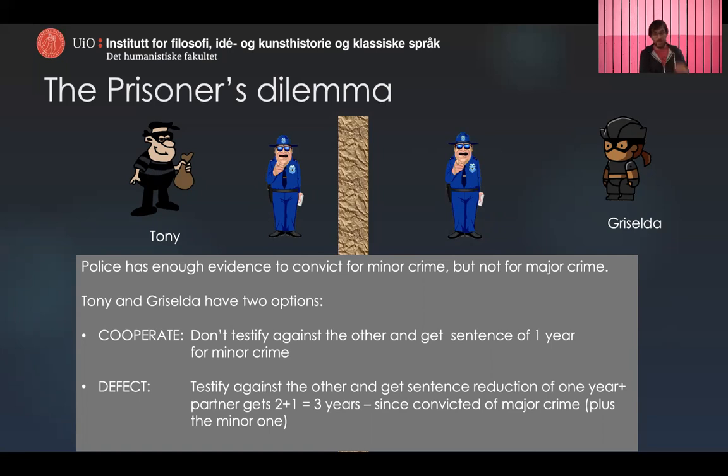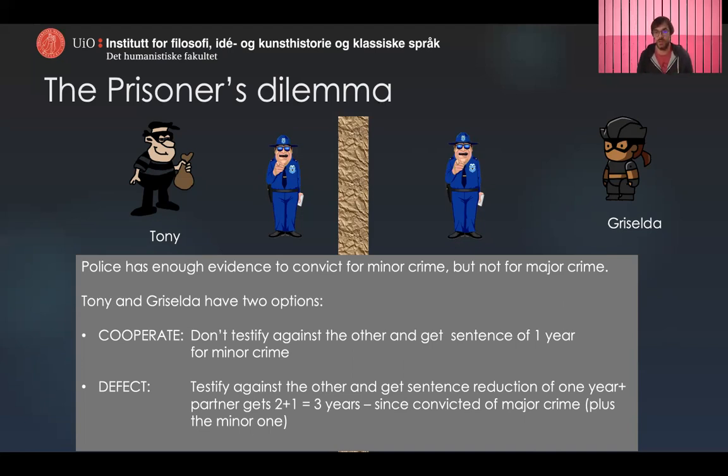Okay. Now the police give them two options. Now Tony and Griselda have the following two options. The police tells them that if they testify against the other, so they say that the other was involved. So Tony says, yeah, Griselda, I've seen her. She is a part of it. Then they get a sentence reduction of 1 year. Okay. So the prison sentence will be reduced by 1 year.